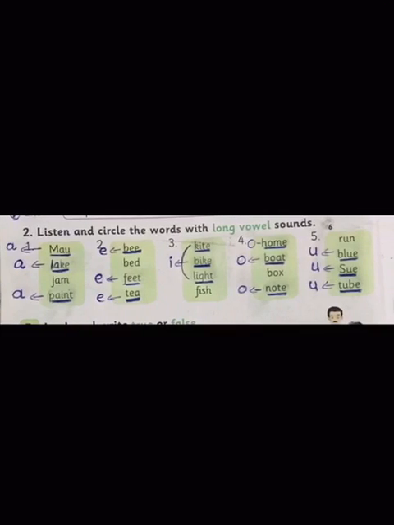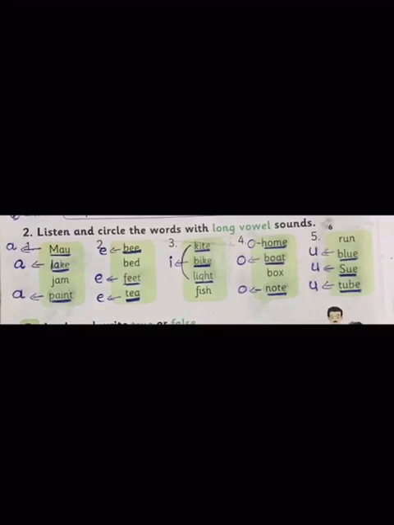Now, look at the second part. The second activity is about long vowel sounds. Listen and circle the words with long vowel sounds. Students, as you know, we have five short lists of different words, and we have to find the words with the long vowel sounds. As you can see, I have highlighted some words and written the vowels in front of them so you can easily understand them.